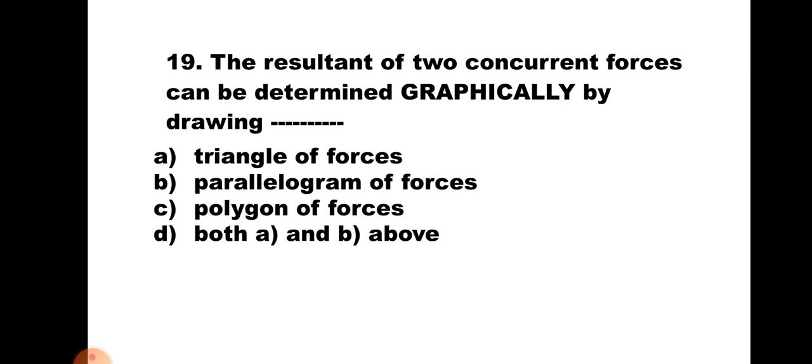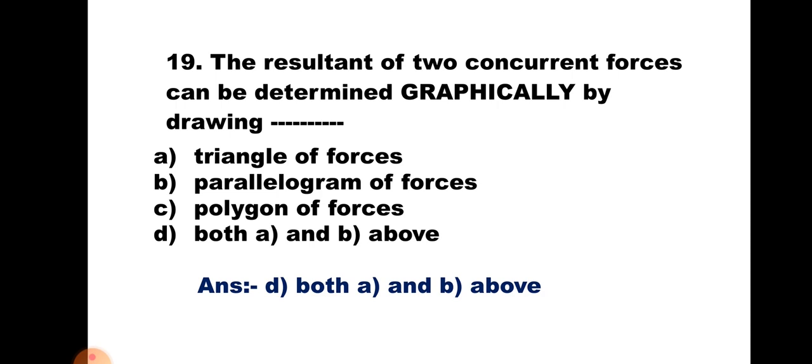Question number 19. The resultant of two concurrent forces can be determined graphically by drawing: A, triangle of forces; B, parallelogram of forces; C, polygon of forces; D, both A and B above. Now when we want to find out the resultant of two concurrent forces graphically, we can do it either by constructing a triangle or by constructing a parallelogram. Hence, the answer is D, both A and B above.